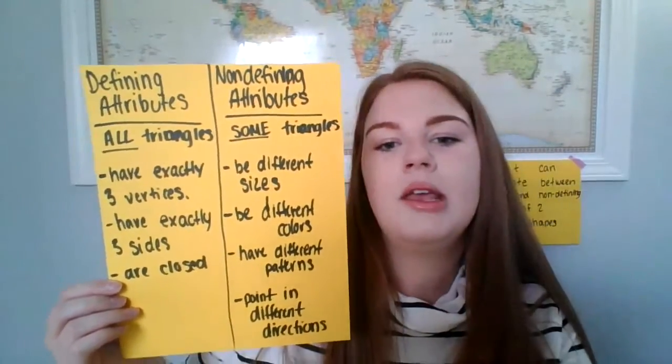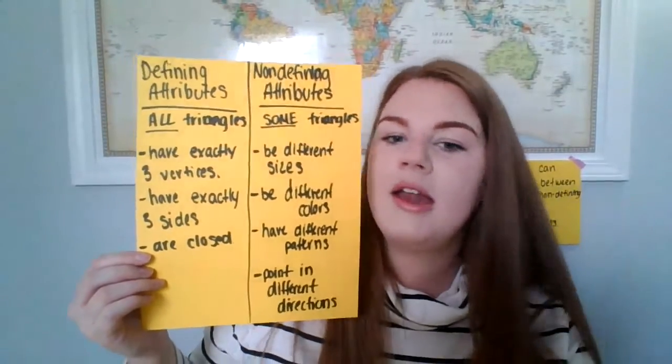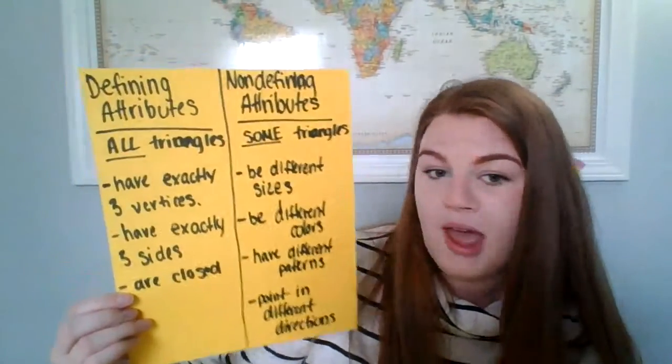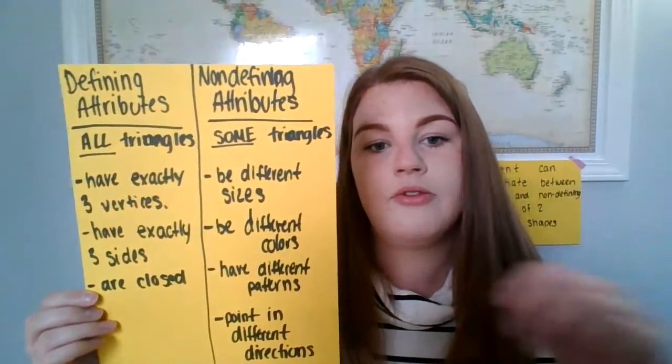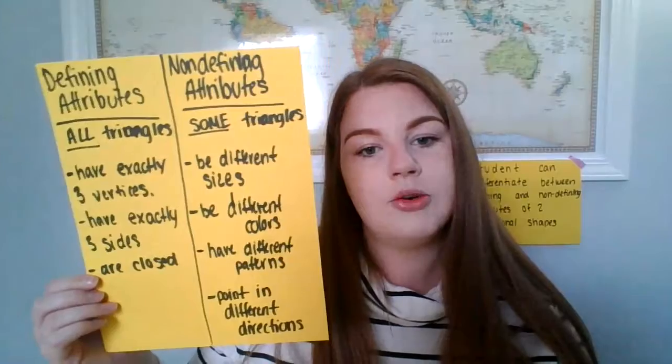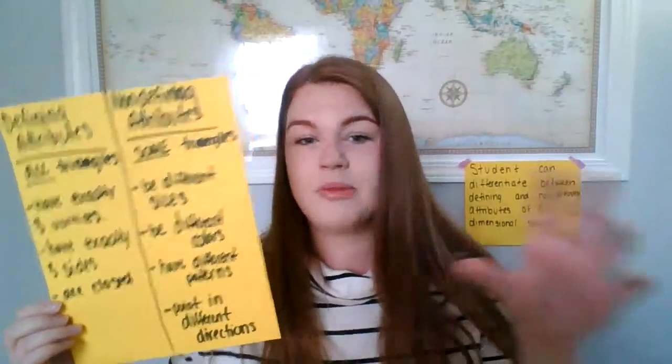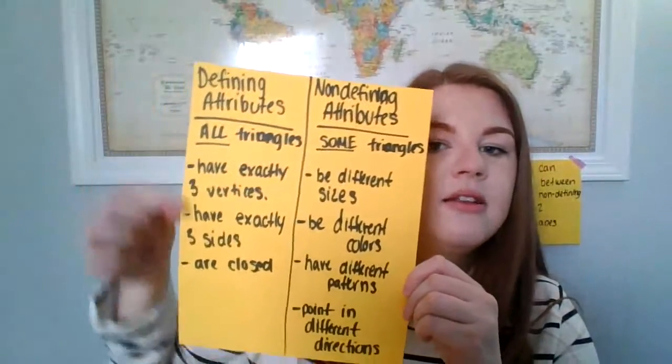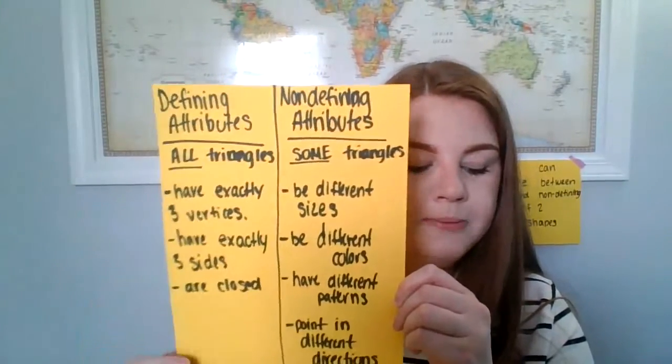Any shape could be a different color. Any shape could have different patterns. You could decide how to draw and fill in your shape any way you want. And your shape can point any direction. It doesn't matter if it looks flipped upside down to you. It is still that shape if it has these defining attributes, okay?